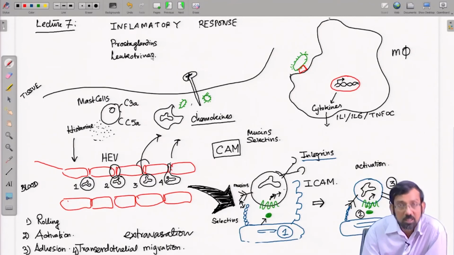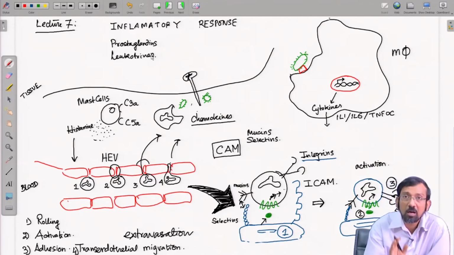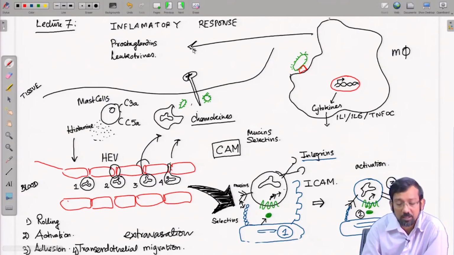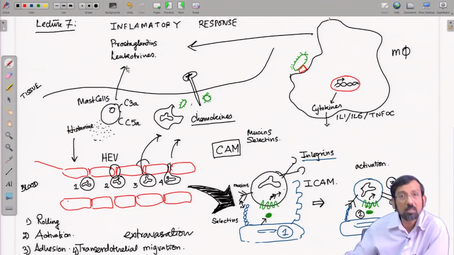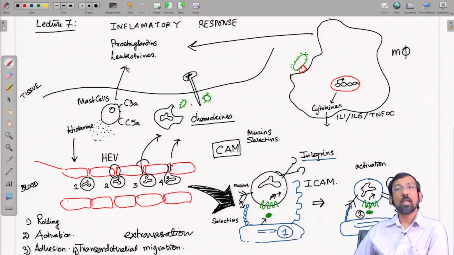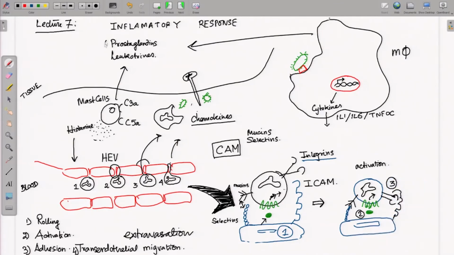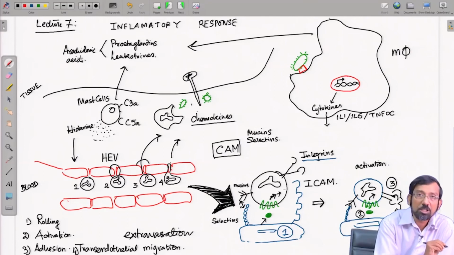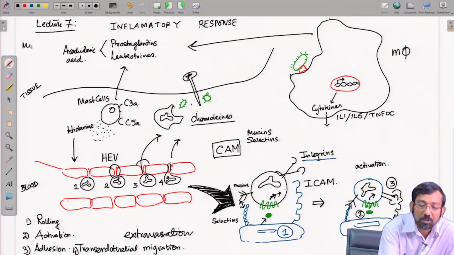So, these prostaglandins and the leukotrienes are secreted both from activated macrophages as well as the tissue mast cells. And how do they come about? They are basically products of arachidonic acid, which is the precursor of these prostaglandins and leukotrienes. The arachidonic acid originates from the membrane phospholipids.